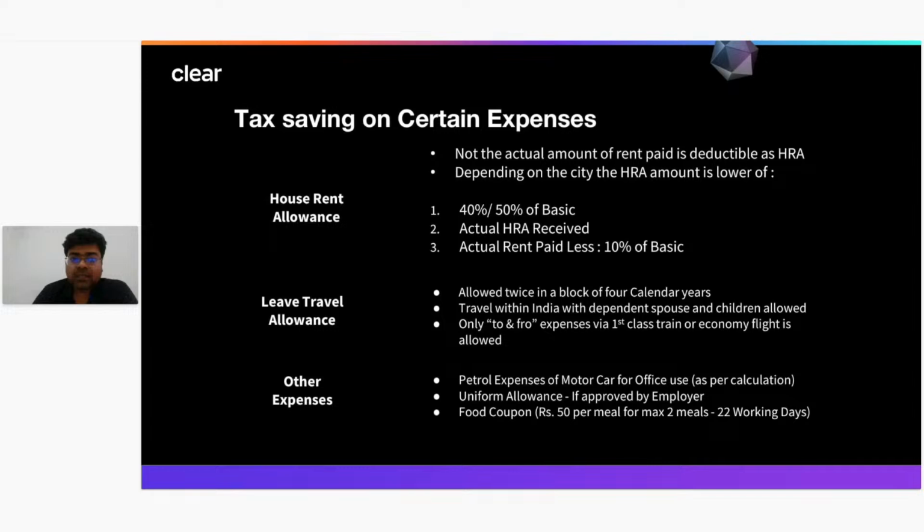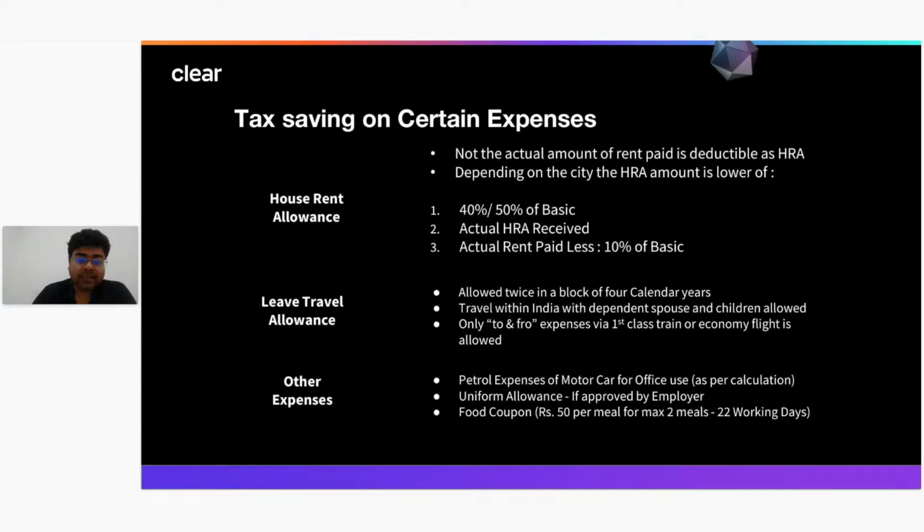To get to know the exact amount of deductibility from your salary, you need to look at three figures. Number one, 40% or 50% of your basic; number two, the actual amount of HRA that you have received; and number three, the actual rent you have paid minus 10% of your basic. Out of these three, whichever is lesser will be your HRA, house rent allowance deduction. The implications with the numbers we will see at a later point of time.